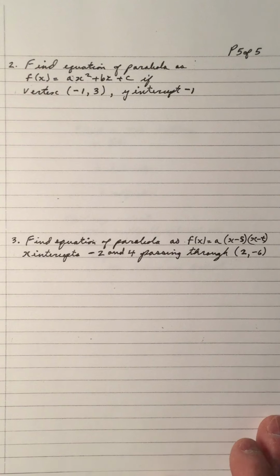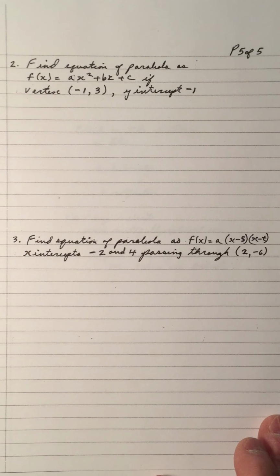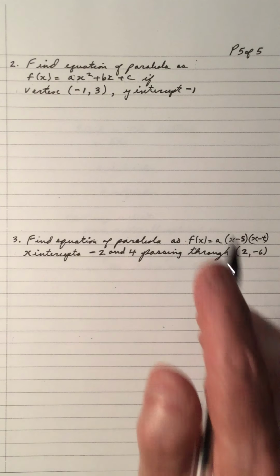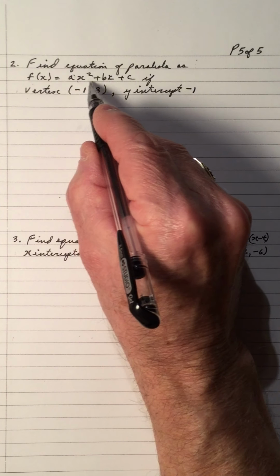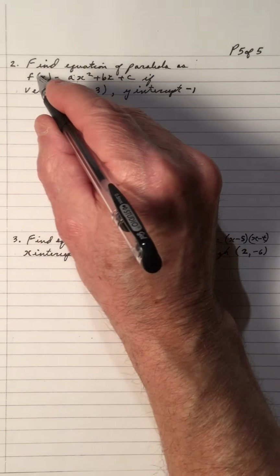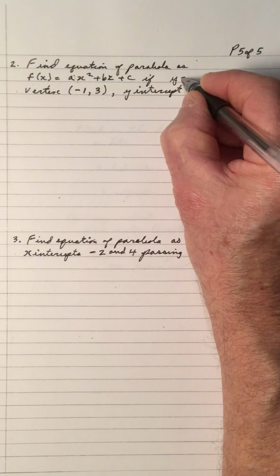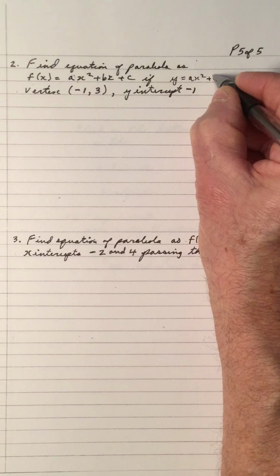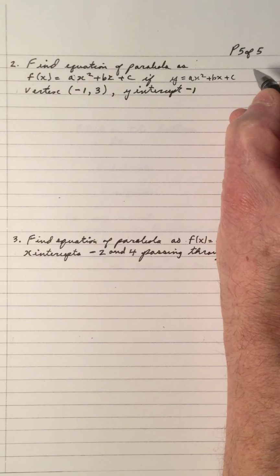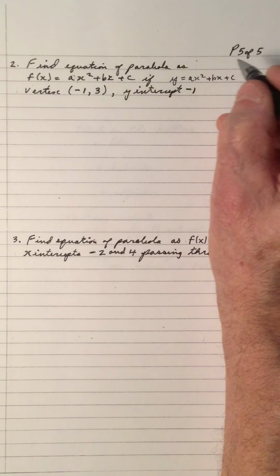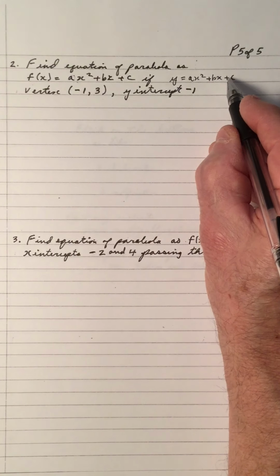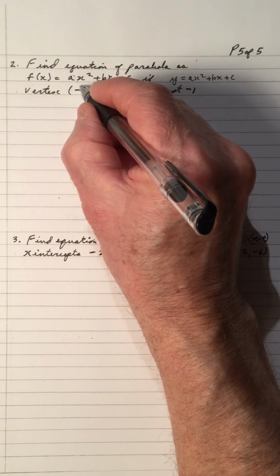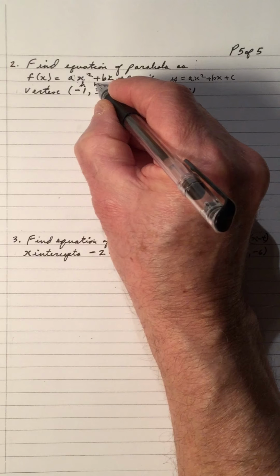And number 2, again, pause the video. Work these out yourself and see how you're going to do. Find the equation of the parabola as f of x equals ax squared plus bx plus c. Remember, f of x is a y. So y equals ax squared plus bx plus c. Now this is the form we want, but we have a vertex. And again, the vertex is h comma k.